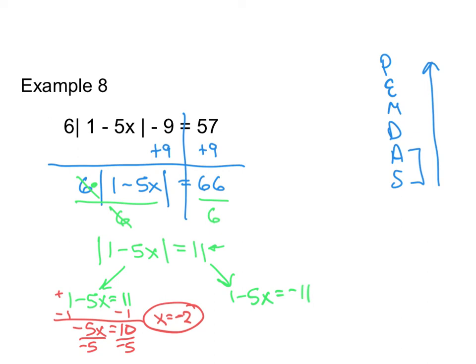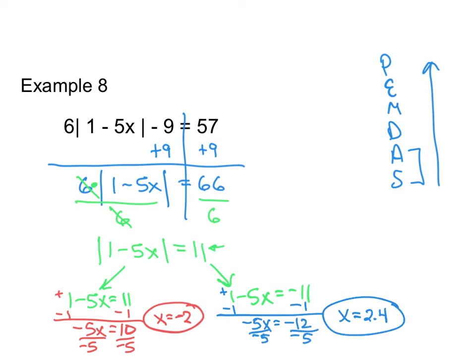So if it's a positive 1, let's do it in blue. We are going to subtract off 1 for both sides. We get negative 5x equals negative 12. We're going to divide by negative 5 on both sides. So negative 12 divided by negative 5, we're going to get x equals 2.4. And that's a positive 2.4.